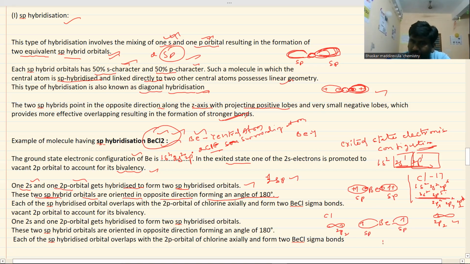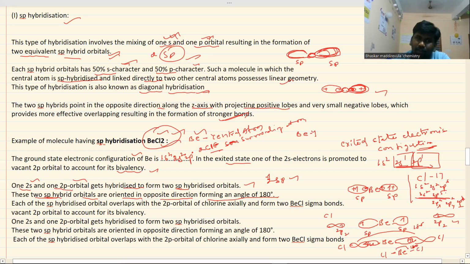As we already learned, while overlapping, the electrons get paired with opposite spin, with the chlorine atom and with the other chlorine atom. Here you can see the bond angle is 180 degrees. See the shape like this: beryllium, with one chlorine on one side and one chlorine on the other. The bond angle is 180 degrees.